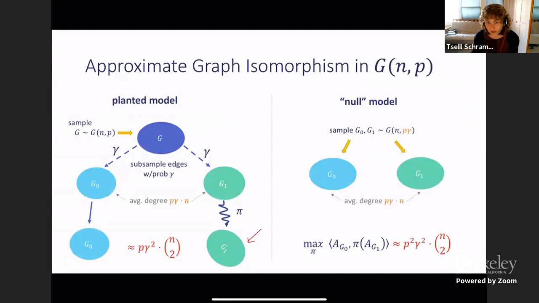Okay, and here, it's also not so hard to see that the maximum value of the graph matching problem is going to be p squared gamma squared times n choose 2, right? So if I just take an arbitrary permutation, this is going to be the probability that the edges are present in both graphs. And again, in this regime of parameters, the concentration is strong enough that basically you'll get the same as the expectation up to lower order terms.